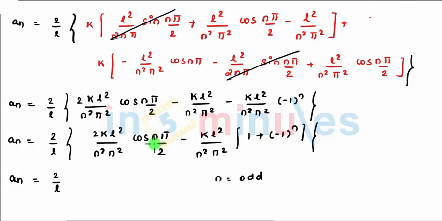And here when I put odd, let's put 1. So cos of pi by 2, that also becomes to be 0. So this multiplies to 0, where I can write this comes as a 0.